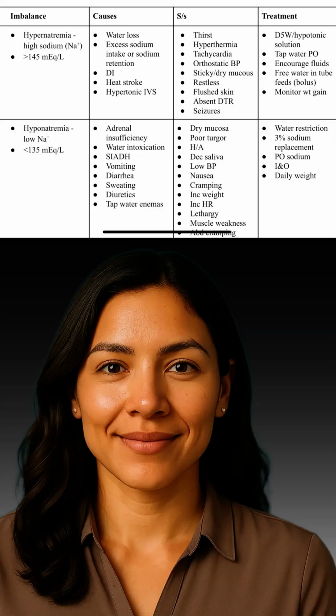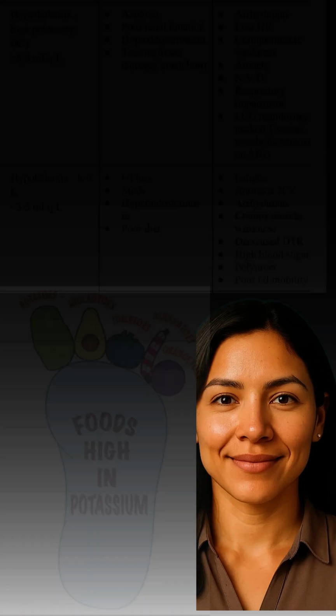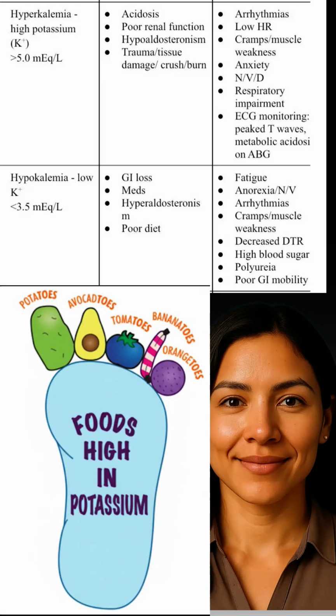Watch for these specific ECG changes. In hyperkalemia, potassium above 5.0 milliequivalents per liter, you're dealing with a cardiac emergency. Key interventions: restrict dietary potassium, monitor for peaked T waves on ECG, and protect the heart immediately with IV calcium gluconate. Then work to lower potassium using insulin with glucose, sodium bicarbonate, or Kayexalate.